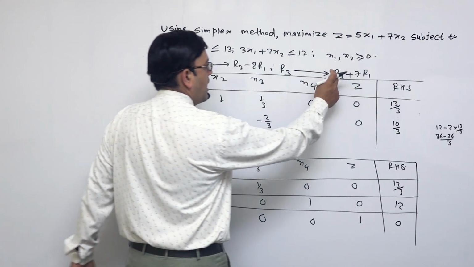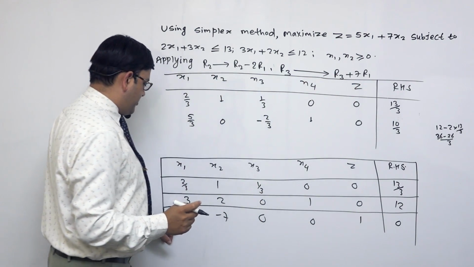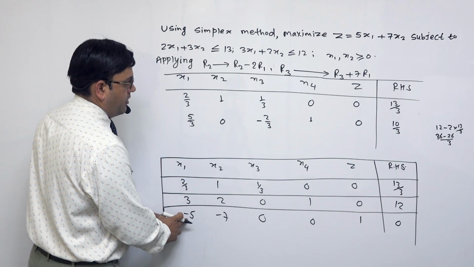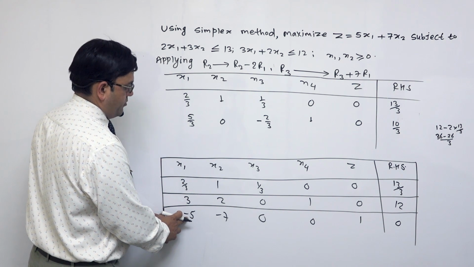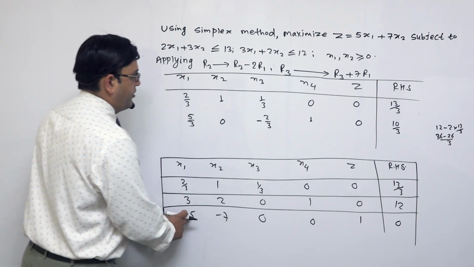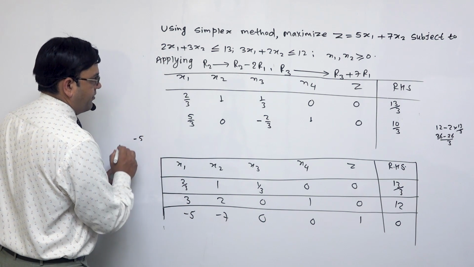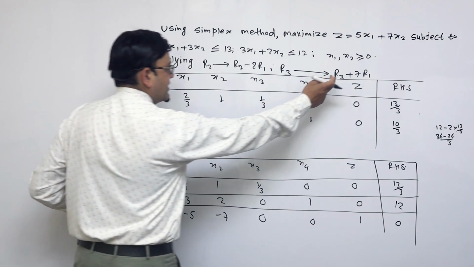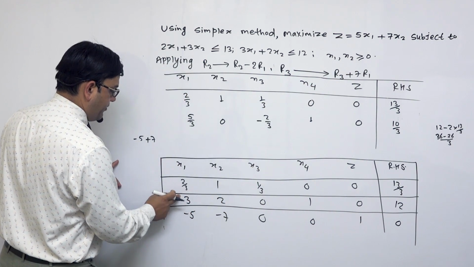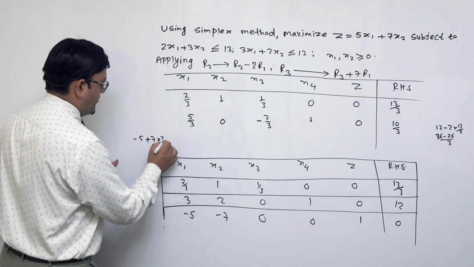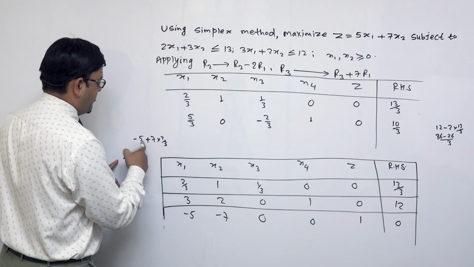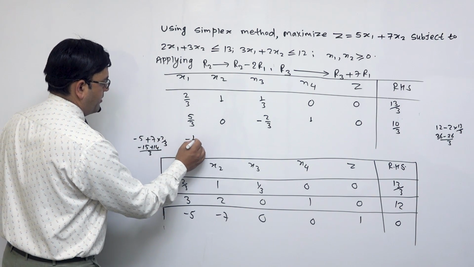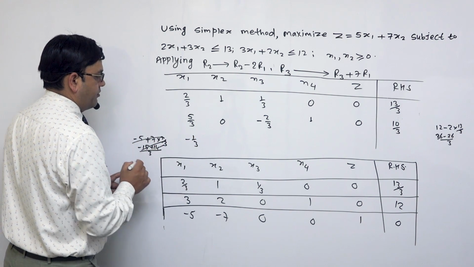R3 changes into R3 plus 7 R1 छ. R3 means हाम्रो कति छ? -5. हेर्नुस् है. R3 means -5 and then +7 times यहाँ 7 times R1 छ. 7 times यो R1 भनेको 2 by 3. So we have 5 times 3 is -15 plus 14 by 3. So it's -1 by 3. So we can do this.